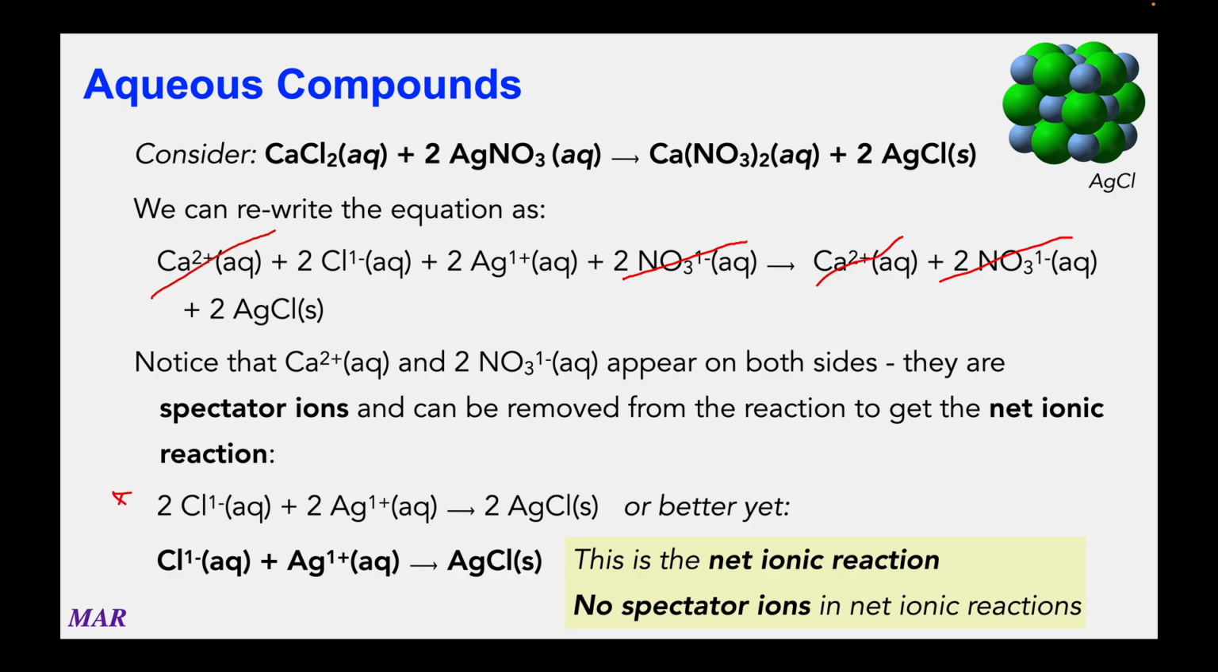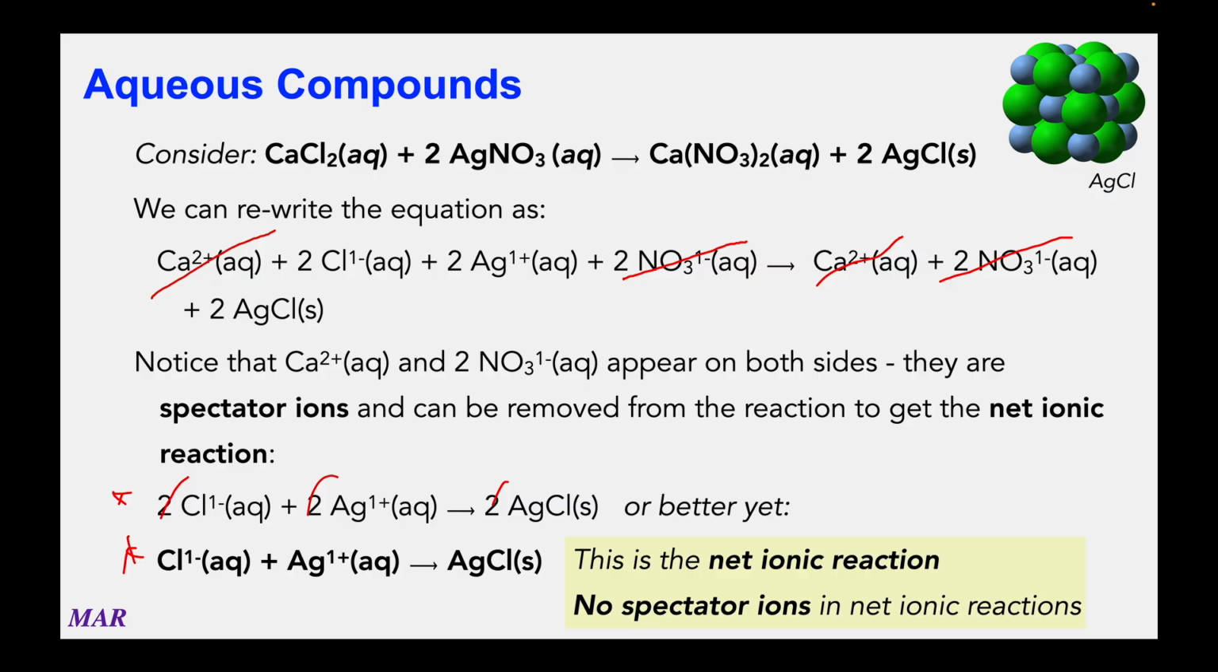So in this example, you'd have 2 chlorides plus 2 silver ions, making 2 silver chlorides. But chemists like to use smallest whole numbers, so let's cut all those 2's out, and the net ionic reaction is chloride plus silver plus, making silver chloride. This is truly what's happening in this reaction. It has nothing to do with calcium or nitrate. It's the silver ions reacting with the chloride ions, making silver chloride.